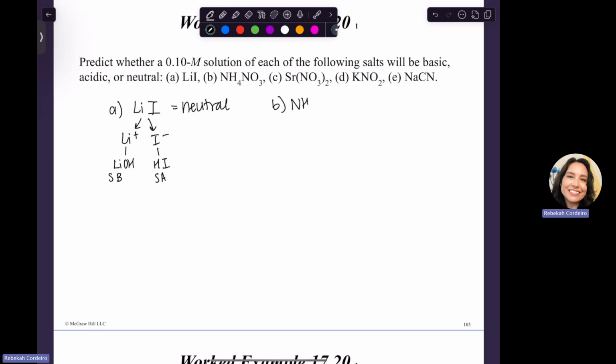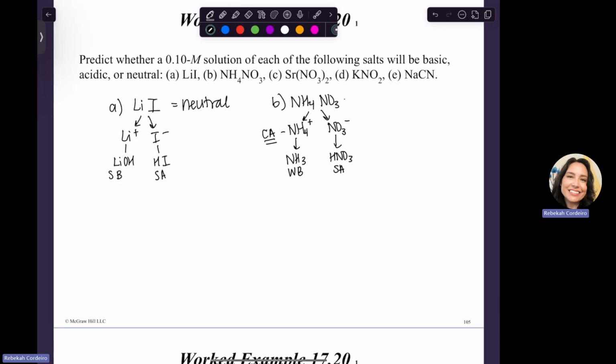For B, we have ammonium nitrate. We need to split this in two. So we have ammonium ions and nitrate ions. Ammonium comes from ammonia, which is a weak base, which means this would be a conjugate acid. Nitrate comes from nitric acid, which is a strong acid. So we have a conjugate acid, which means our salt is acidic.